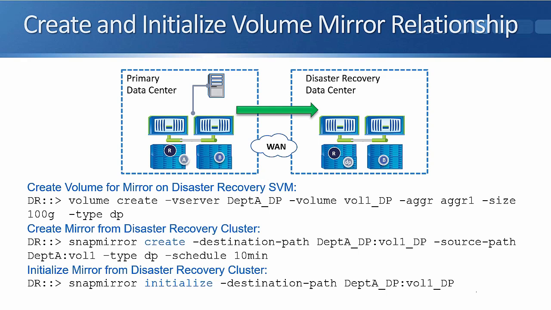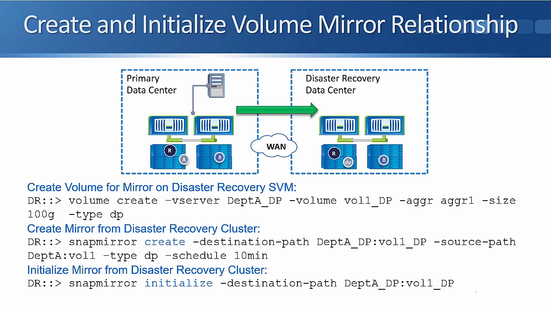Next, we create the mirror relationship. The command for that is SnapMirror create. The destination path in our example here is Department A DP : volume 1 DP. And the source path is Department A : volume 1. We say type DP for a data protection mirror, and we configure the schedule here as well. In our example, we are using a 10-minute schedule.